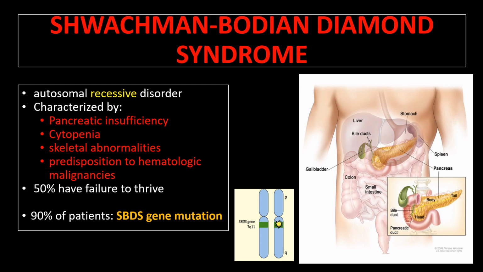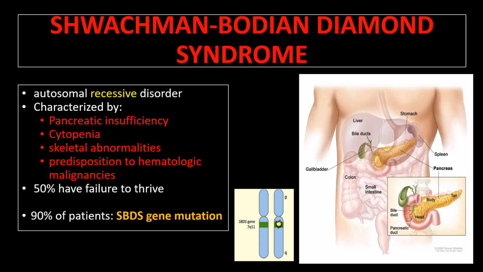We also have cytopenia, in which, for example, there would be neutropenia and immune dysfunction, which predisposes the individual to severe infection and sepsis. For the skeletal abnormalities, there would be delayed bone maturation, thus predisposing the individual to short stature, similar to the above mentioned inherited aplastic anemia types. 50% are also predisposed to failure to thrive, and they are also predisposed to hematologic malignancies.